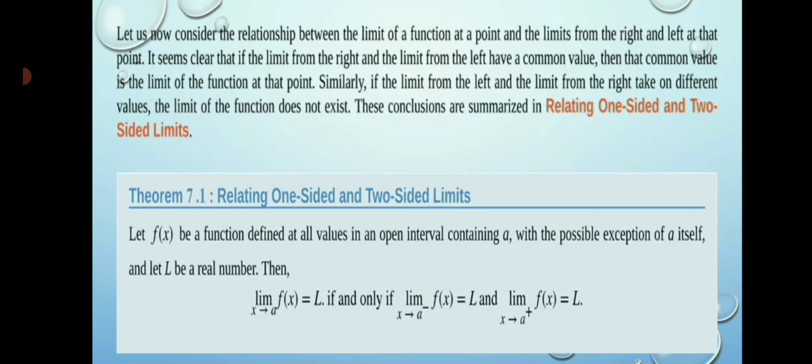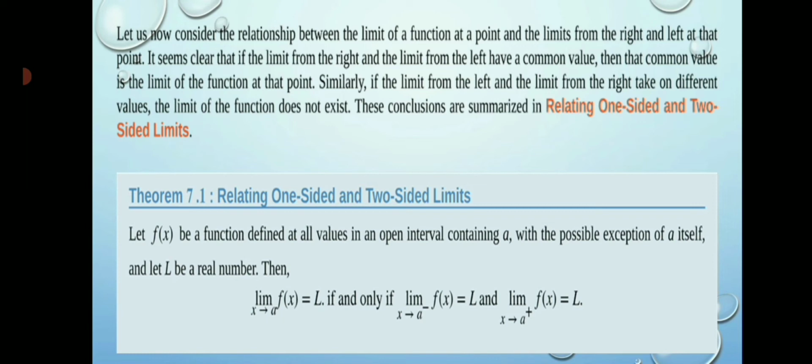Let us now consider the relationship between the limit of a function at a point and the limit from the right and left at that point. It seems clear that if the limit from the right and the limit from the left have a common value, then the common value is the limit of the function at the point. Similarly, if the limit from the left and the limit from the right take different values, the limit of the function does not exist. These conclusions are summarized in relating one-sided and two-sided limits.